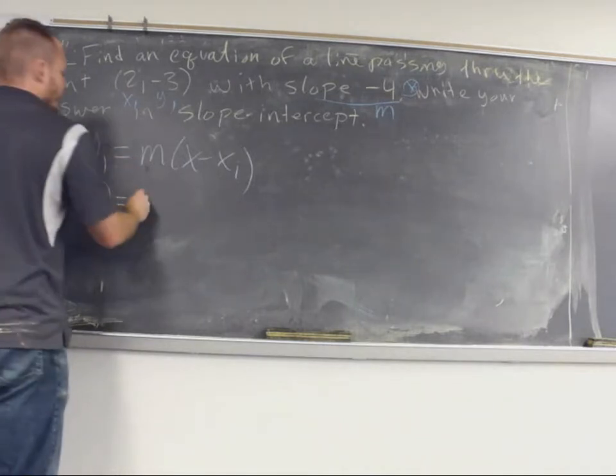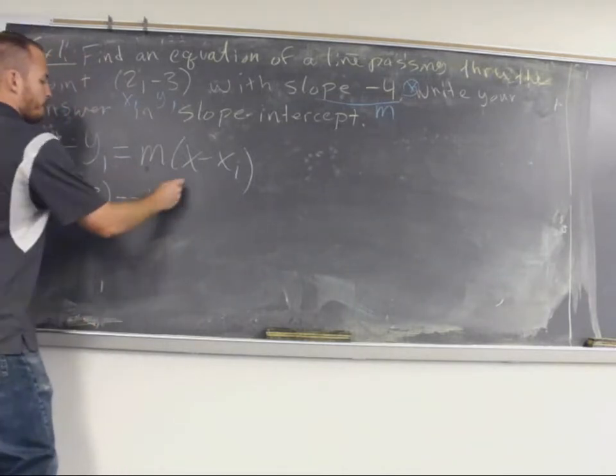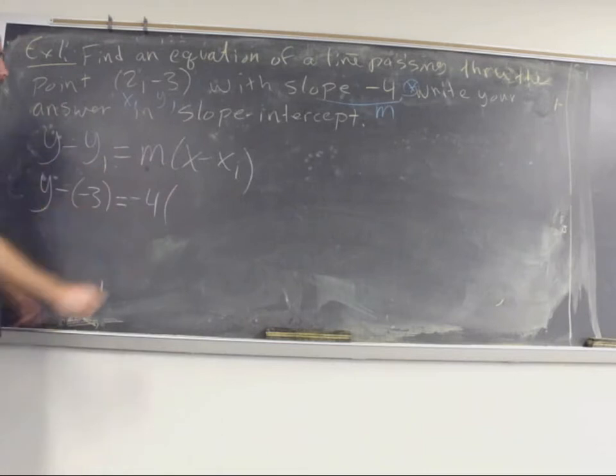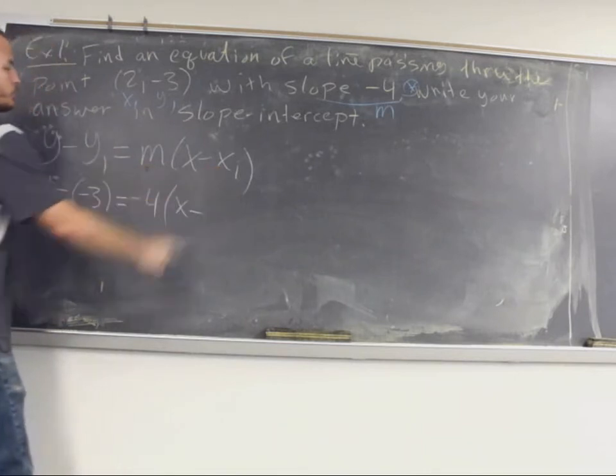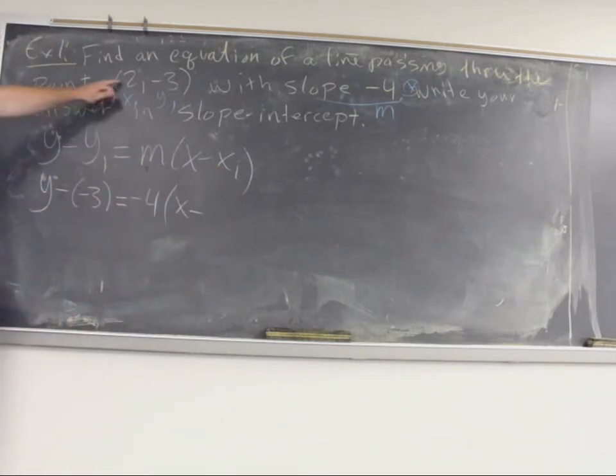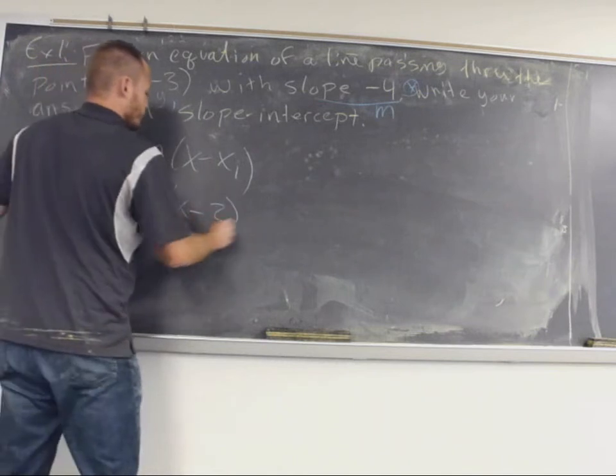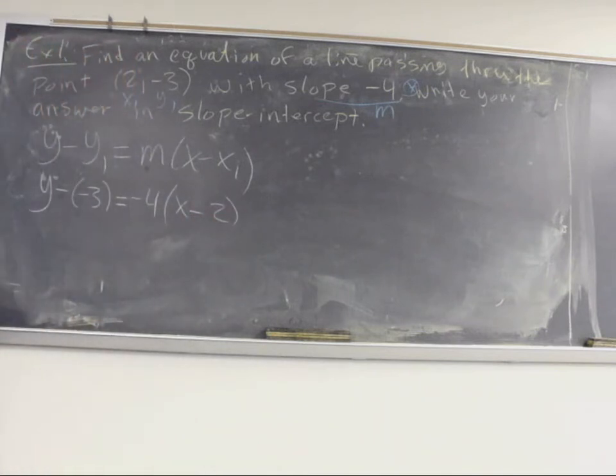And then m, we said, was -4. And then this x stays x. The x1 is what we want to replace, and we said it was 2. Now we're on a roll. At this point, it's just algebra and simplifying.